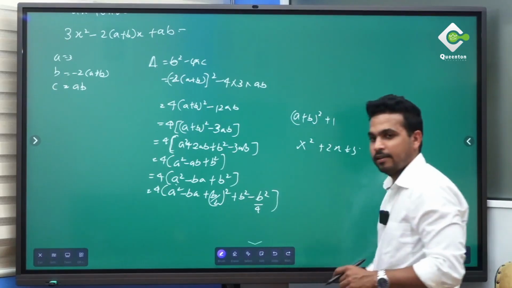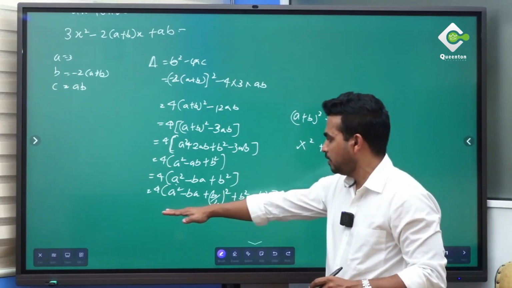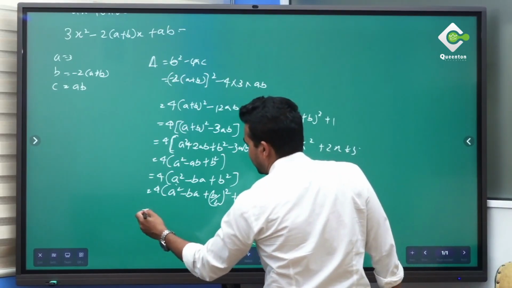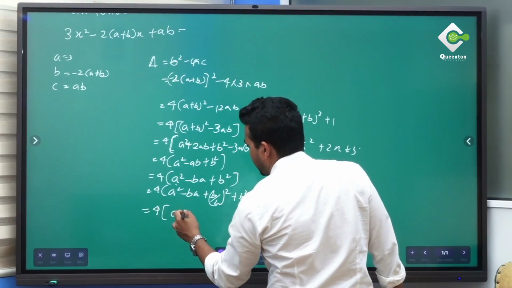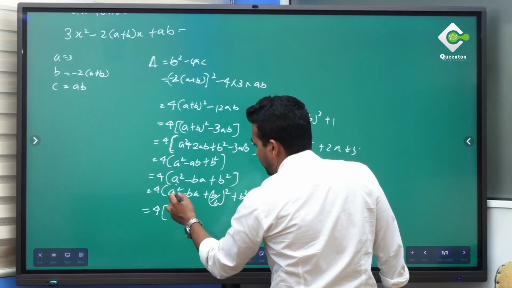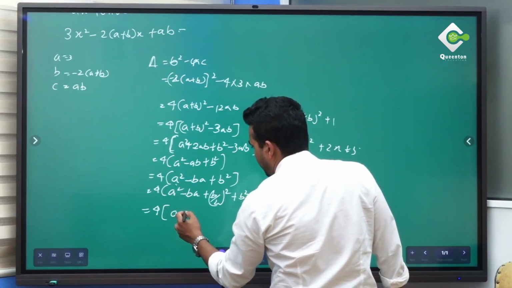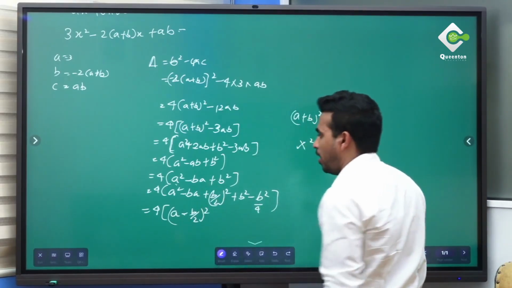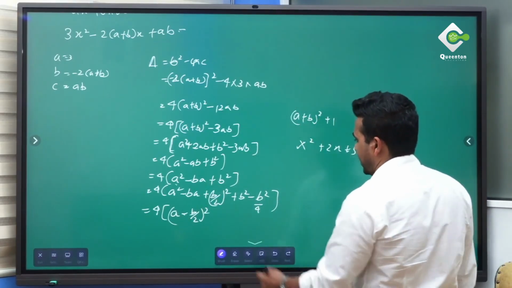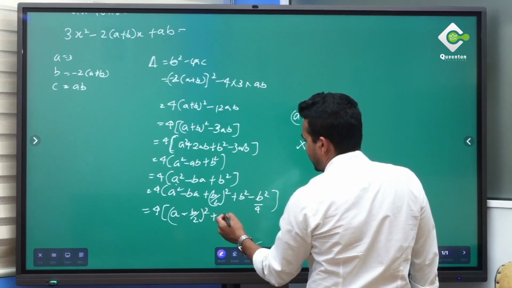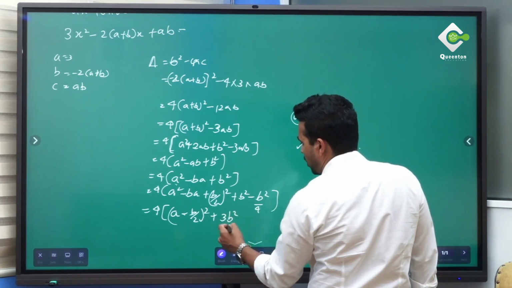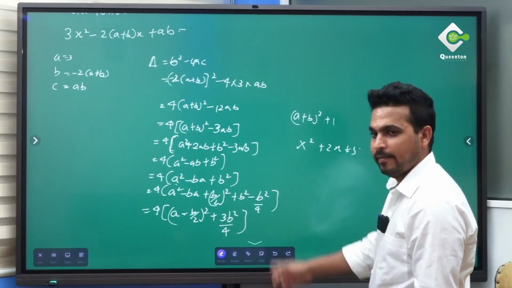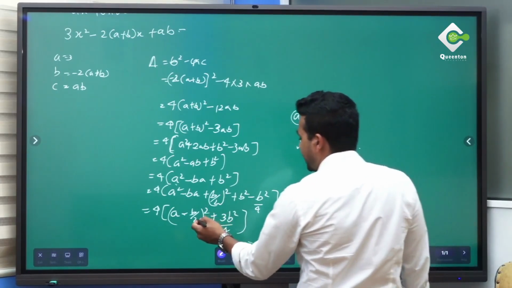Agree? Right? All okay? Then here we can go for the perfect square, (a minus b over 2) squared. Here we are getting 3b squared by 4.